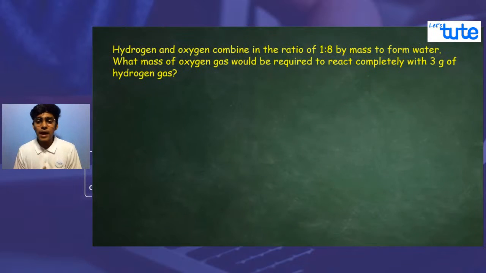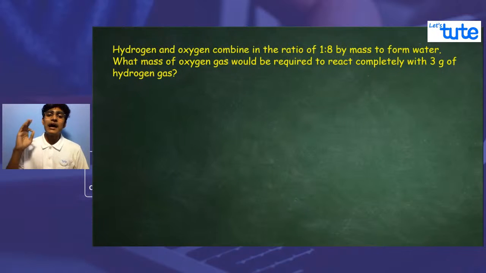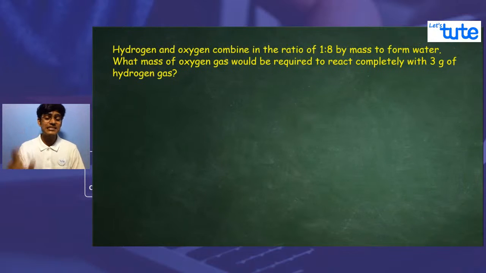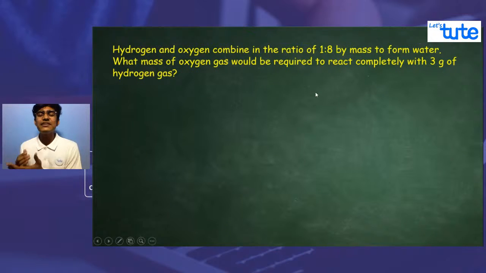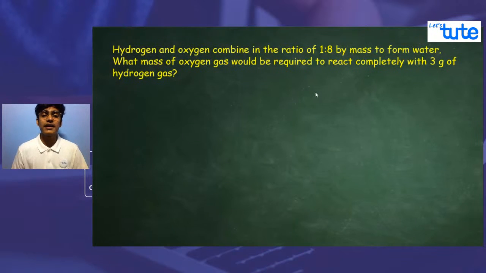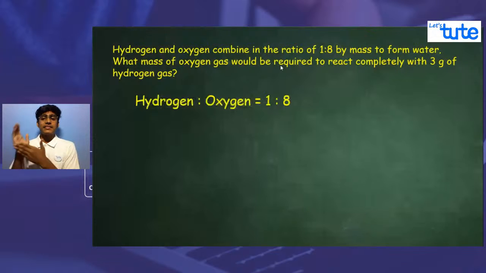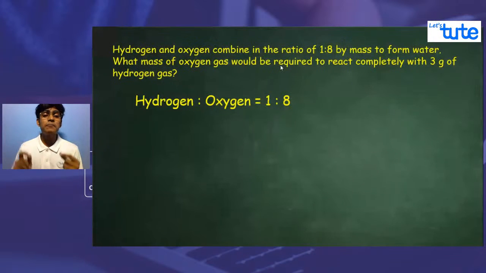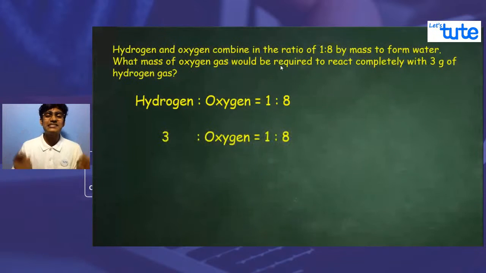So how much oxygen will be required to completely react with 3 grams of hydrogen? This word completely is very, very important. Please keep it in your mind. We will deal with cases where the elements react incompletely or are not reacted at all, but in this condition, it's reacting completely. So we know the ratio is 1:8. They have given us the mass of hydrogen, so in place of hydrogen, we'll just replace it by 3.